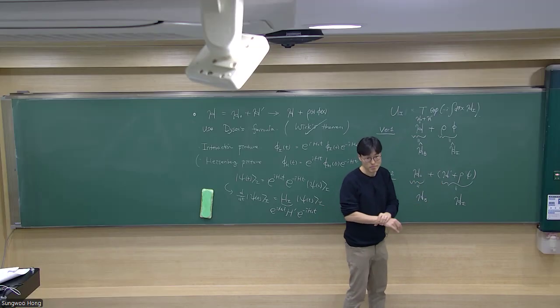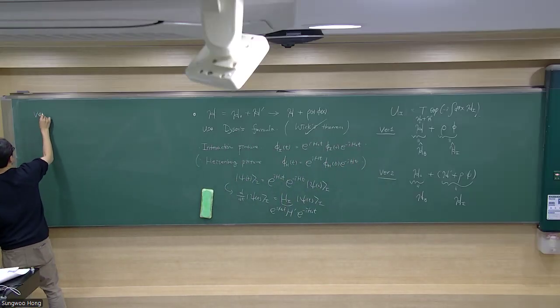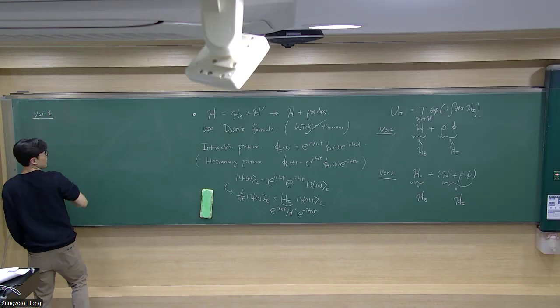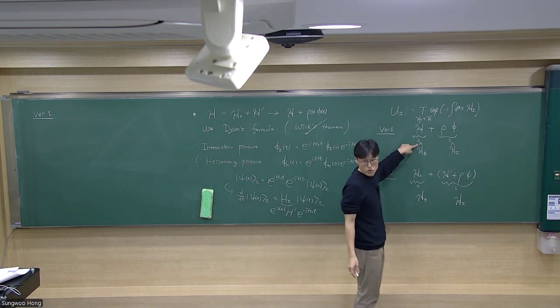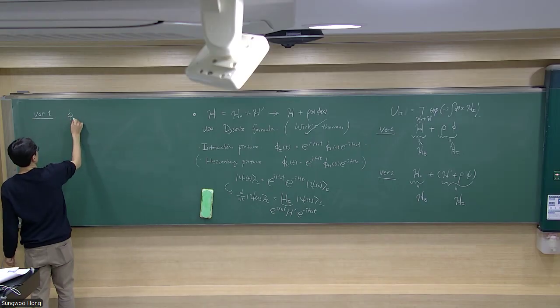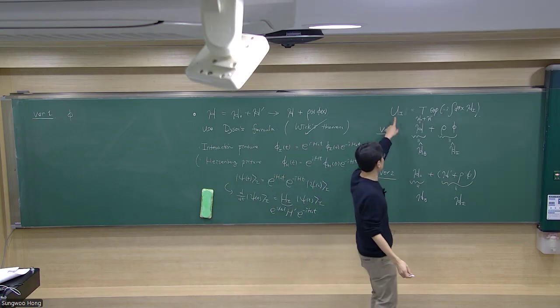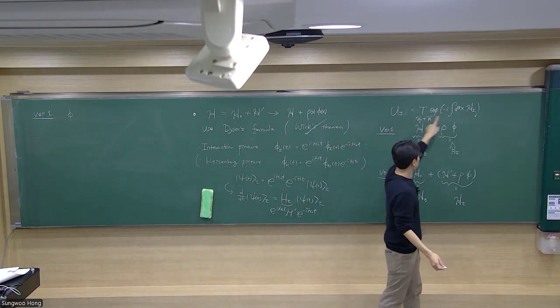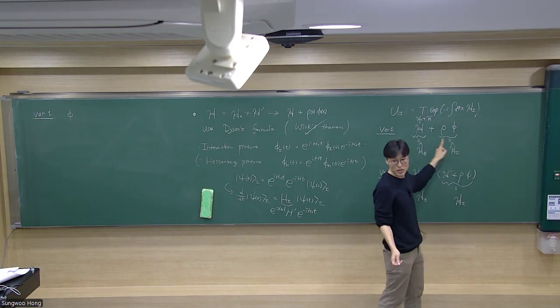Is that clear? Okay, let's then do it. So version 1. In this part, I will put a hat on everything to remind you I'm doing that analysis. So Dyson's formula, I'm just basically going to do this. This is an interaction picture according to whatever division we are doing, right?